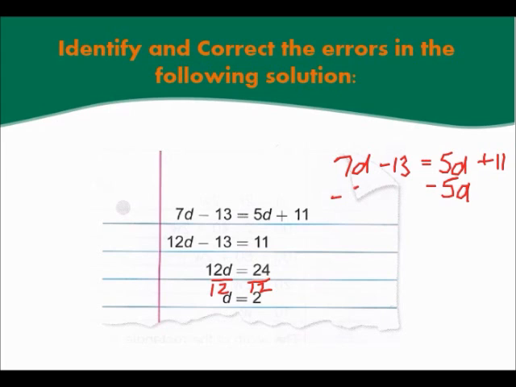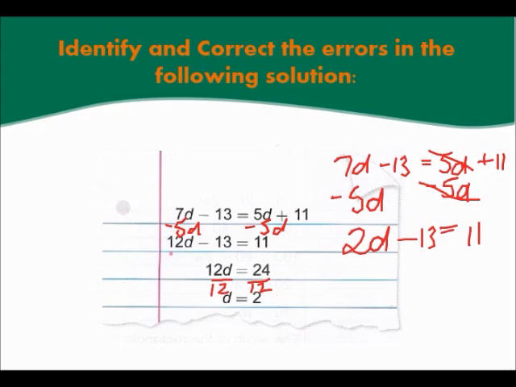It looks like they tried to bring the d's over to this side. So they wanted to get rid of the d's here, so they subtracted 5d from both sides. Now, look what happens here. 5d minus 5d is 0. You're left with 11 over here. 7d's minus 5d's, that gives you 2d's minus 13.